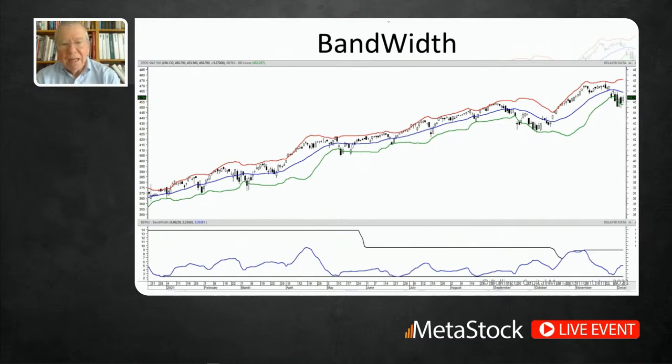Now, the upper black line that you see there and the lower black line that you see there are our way of helping you find out whether bandwidth is high or low. Those reference lines compare the historical range of bandwidth over the past 125 periods. So by definition, when bandwidth tags the upper line, we are in what we call a bulge or a period of high bandwidth. And by definition, when bandwidth tags the lower black line, we are in a squeeze. That's an opportunity for trading in anticipation of an expansion of volatility.